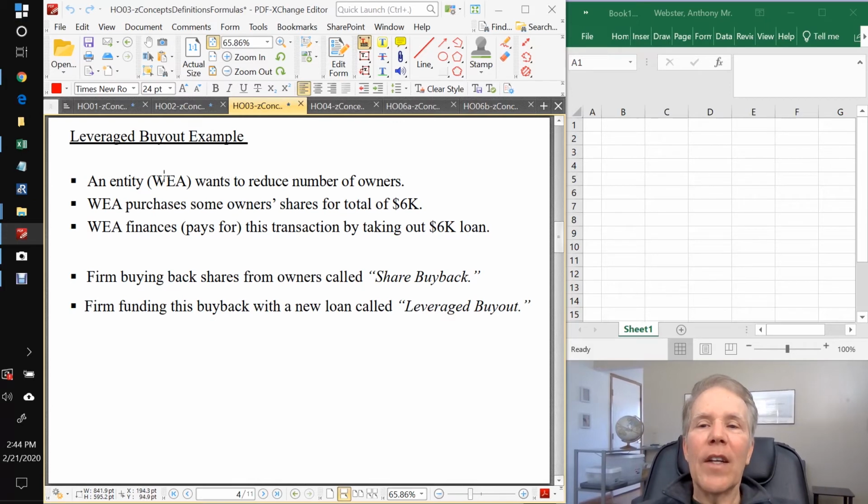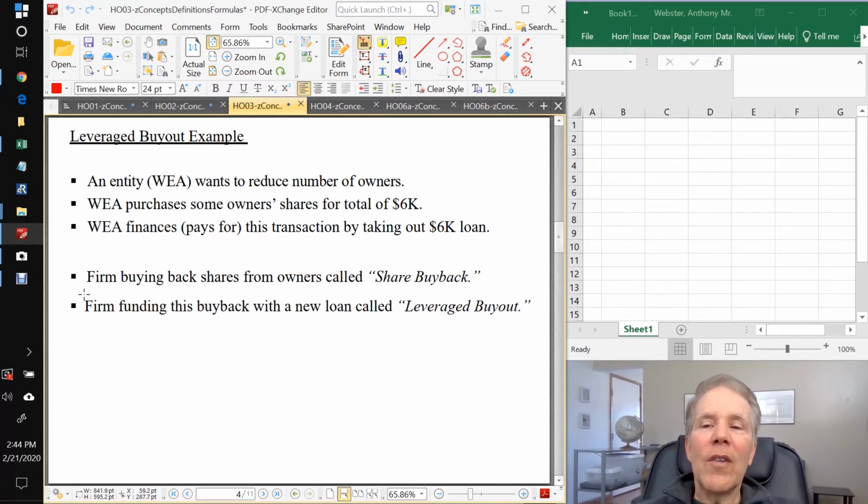We looked at a couple of examples. In finance, there were two particular things I wanted to illustrate for you. One is we use journal entries to see what's going on if something big happens without having to make a whole new set of financial statements. And to do that, we looked at our leveraged buyout example, and that's where we have an entity wanting to reduce its number of owners. So it uses its money, the entity's money, to buy shares from some of the owners. It takes those shares, puts them in a burn barrel, and burns them effectively.